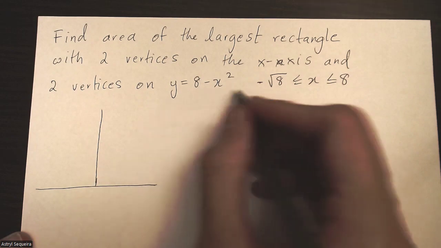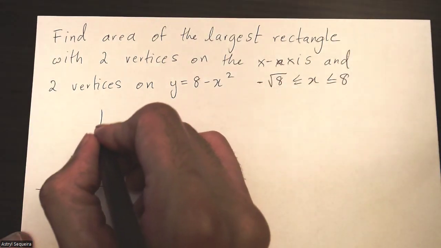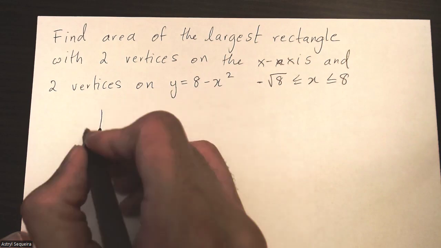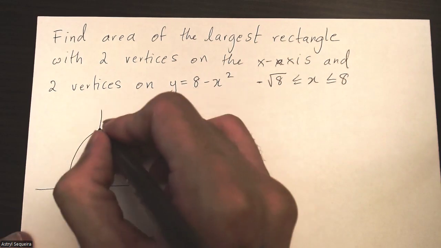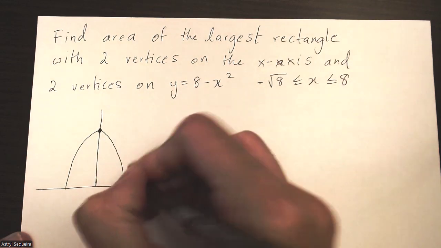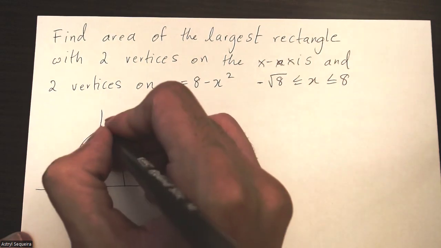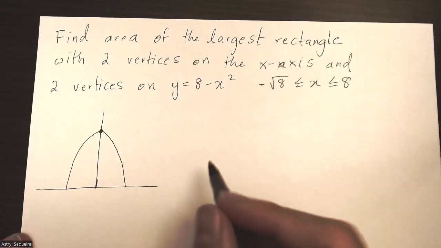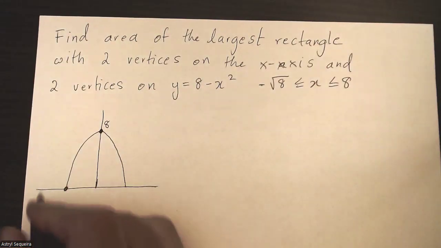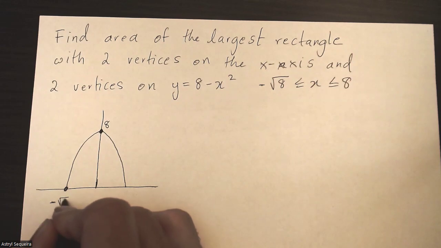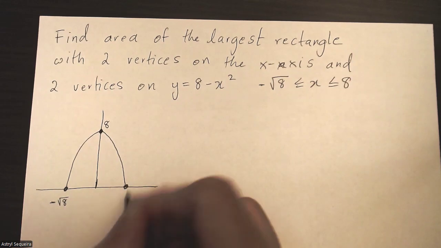That's a negative quadratic equation, basically moved up 8 units, a vertical translation of 8 units. We know that it opens down as well. You know it's centered around the y-axis because there's no transformation left or right. That's 8. That's just going to be negative root 8, and that's going to be positive root 8.